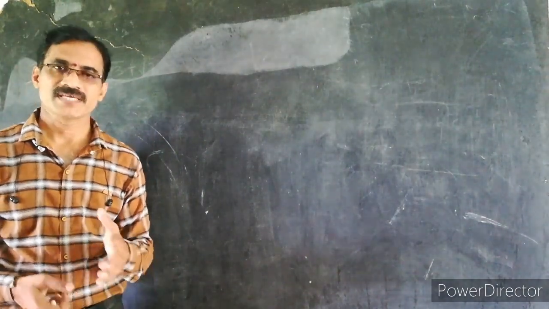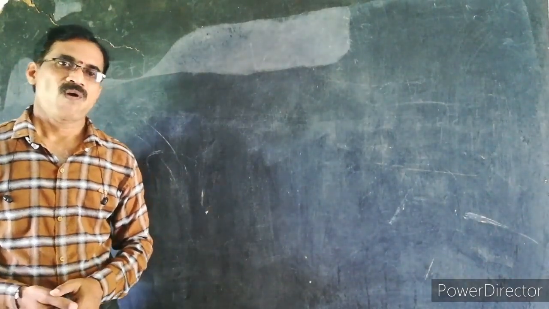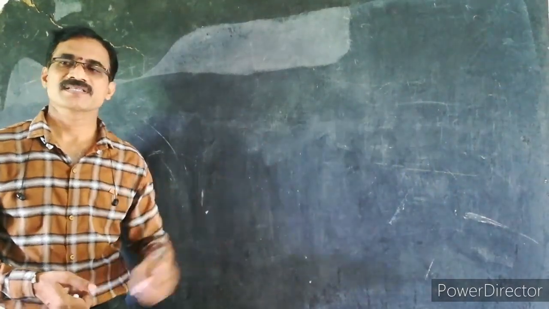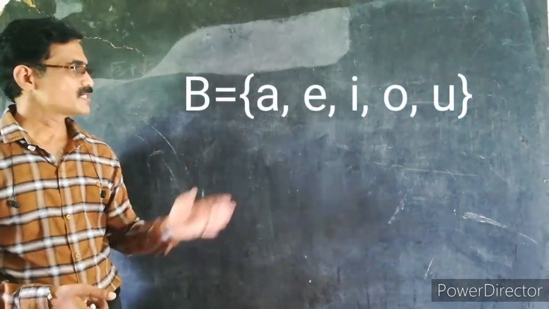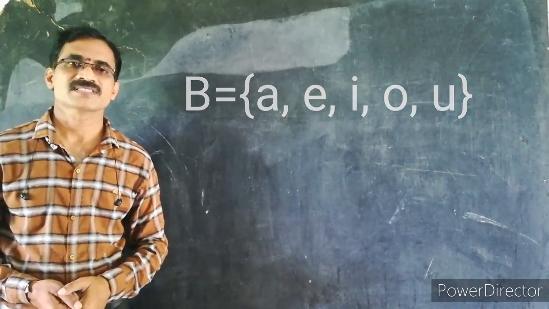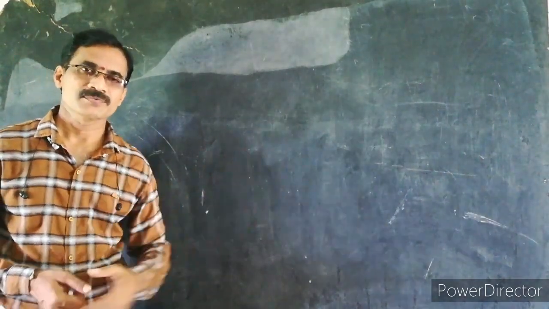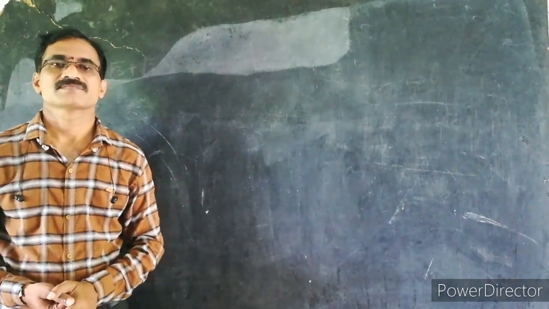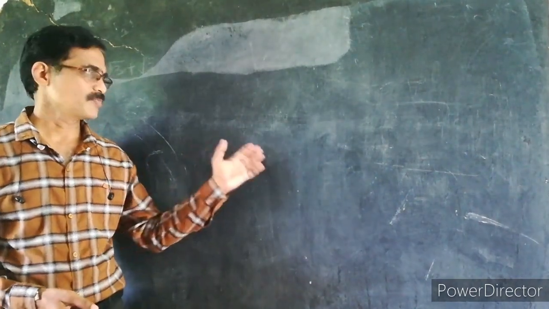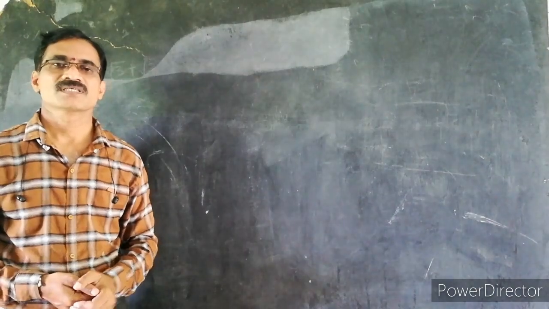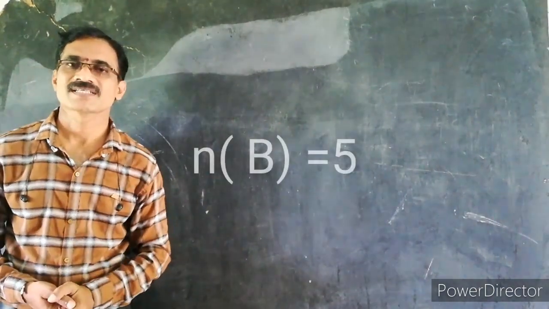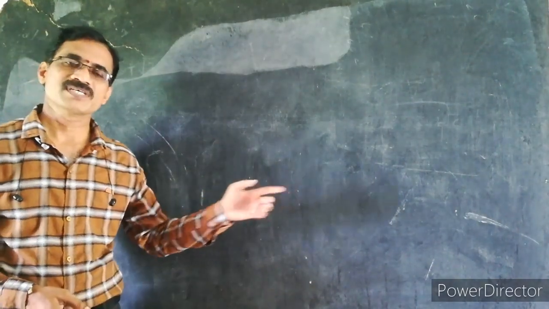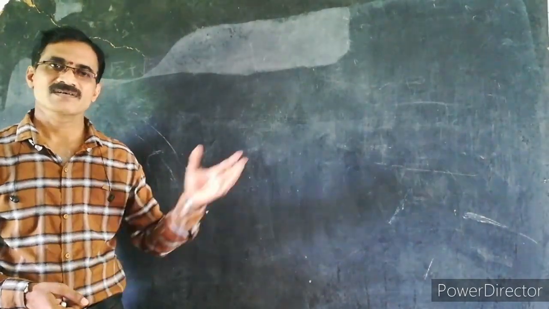Okay. Another set. For example, I have taken here another set B. B is the set of elements a, e, i, o, u. Okay. So what is the cardinal number of this set? It is denoted by n(B). n(B) is equal to how much? Count the elements. How many elements are there? Okay, right. 5 elements. So n(B) is equal to 5. This is cardinal number of the set B.